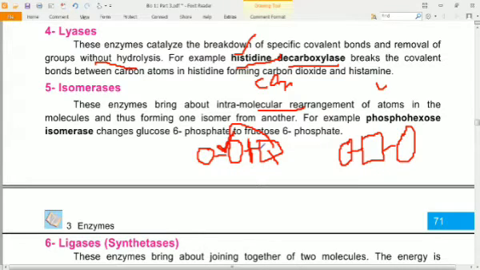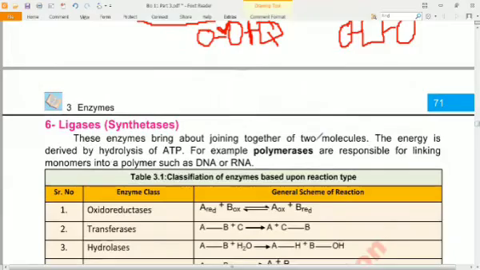That is done by isomerases, and an example is phosphohexose isomerase. The name tells you that it isomerizes the phosphate-containing sugar, because before we studied that hexokinase forms glucose 6-phosphate by removing one phosphate from ATP and adding it to glucose at carbon number 6. This glucose 6-phosphate is then changed into fructose 6-phosphate. The molecular formula is the same, but the arrangement is different.